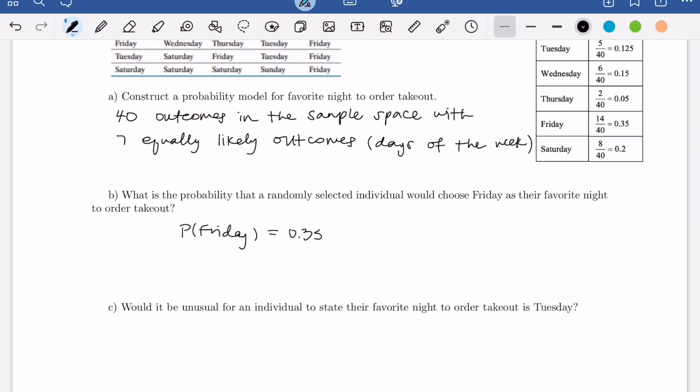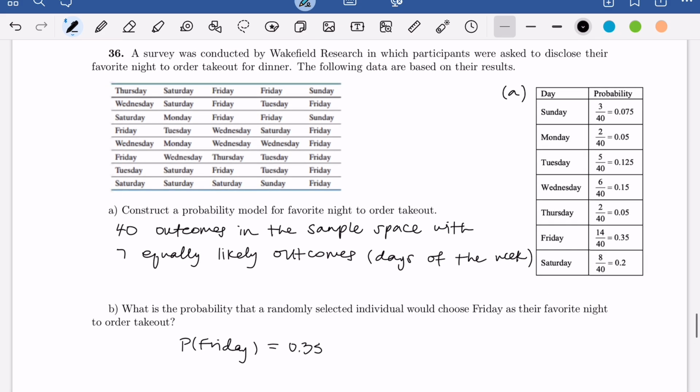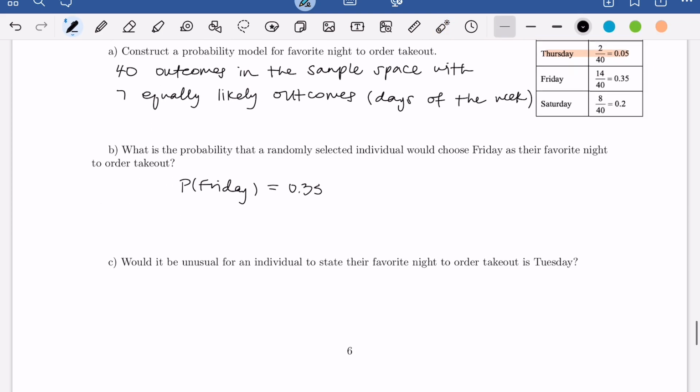And then for part C, would it be unusual for an individual to state their favorite night to order takeout is Tuesday? So going back to this probability model, we're just going to look at all of the days of the week and their corresponding probabilities. Now notice that the lowest probability occurs on Monday and Thursday. Okay, so everything else is greater than these values. So any day stated as their favorite day of the week would not be unusual if they're greater than these lower values here.